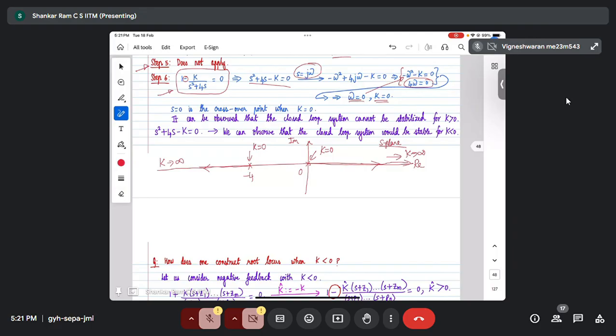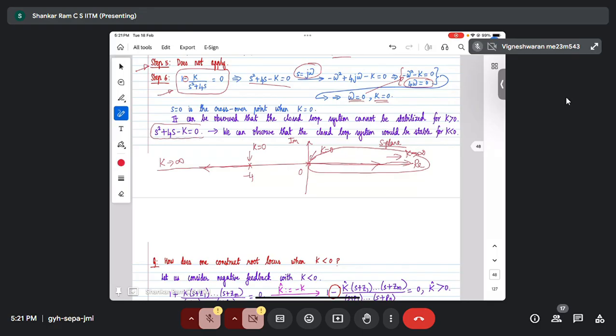No, sir. Why? Because we have one branch always in the right half of the complex plane for k greater than 0. So that means with positive feedback, we cannot stabilize that open loop system, that you and I consider in this particular example.